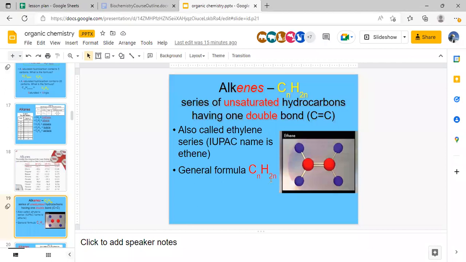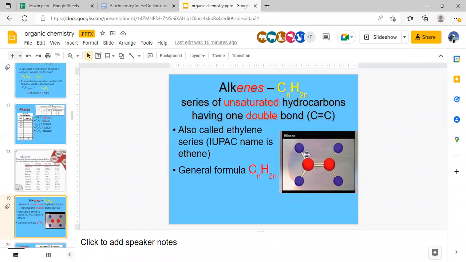Pagdating mo sa alkenes, take note, no, yung angle niya, hindi na yan corners of a pyramid. So para siyang 1/3 of a circle, okay? So that's 120. 120 na yung angle niya pag meron ka ng double bond, okay? So take note of that when we discuss structures. But once na may double bond ka between carbons or oxygen, it will change the angle of the bonds. So alkenes are a series of unsaturated hydrocarbons having one double bond.